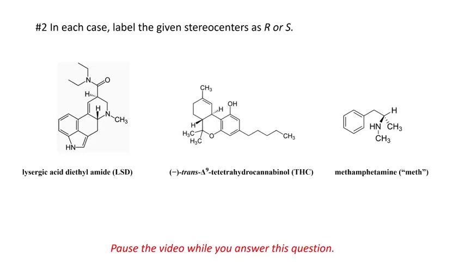Okay, let's take this first one up here on the left. We have a carbon with an oxygen. That's going to be our highest priority. We have a carbon with a nitrogen. That's our second priority. We have a carbon with more carbons. That's our third priority. And the H. We're going clockwise. 1, 2, 3. And there I just went over the hydrogen. So that's going to be R.